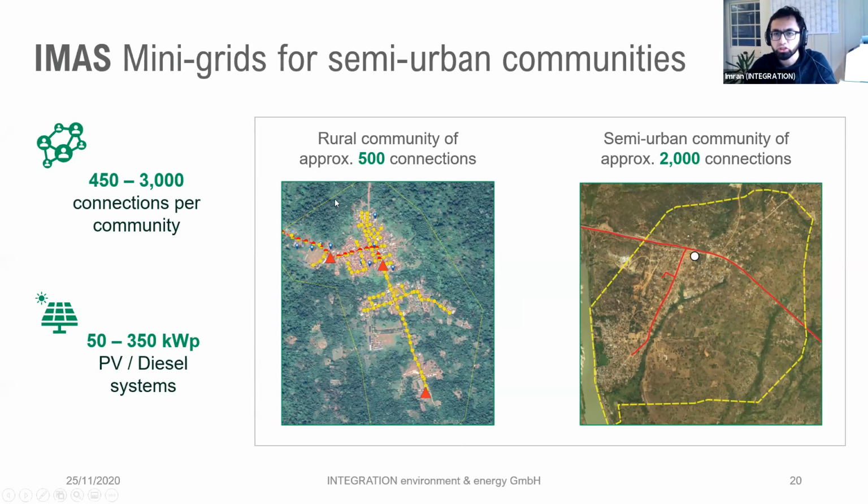But just to show you the variation, we have communities that range from 450 connections to 3,000 connections. And as Ivan just showed us, the size of the communities also has an impact on the technical system which is designed and the cost implications for it as well. Therefore we have systems ranging from 50 kilowatt peak per system, a very small system. Here you have in green an example of this one. And then, for example, a bigger system, for a community of around 2,000. There we are looking at a system of around 350 kilowatt peak.